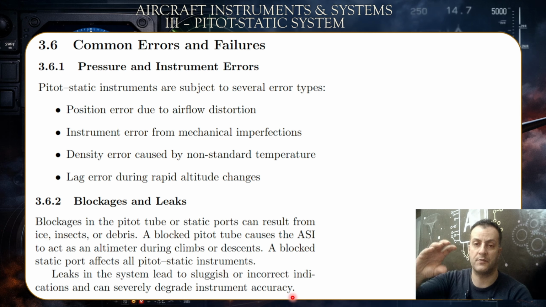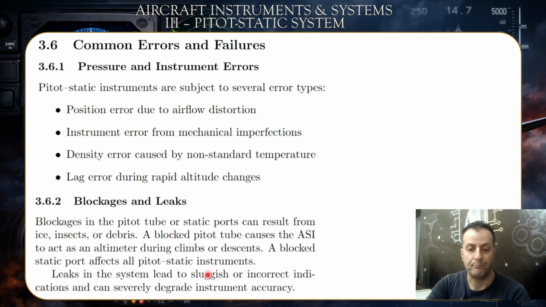So a leak within the diaphragm, for example, not the acceptable leak within the VSI, but if there are problems like that, these leaks would cause us to have a wrong difference between the actual current static pressure and the sea level pressure. So it would lead to wrong measurements, correct? And the system would give sluggish values or incorrect indications. It can severely degrade instrument accuracy.